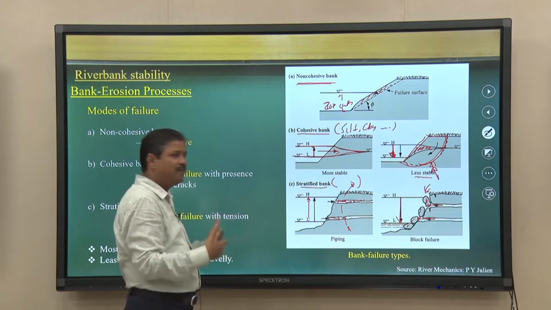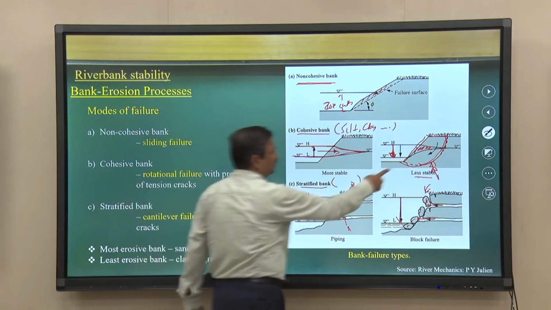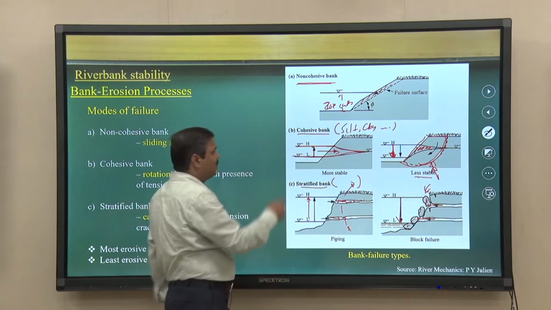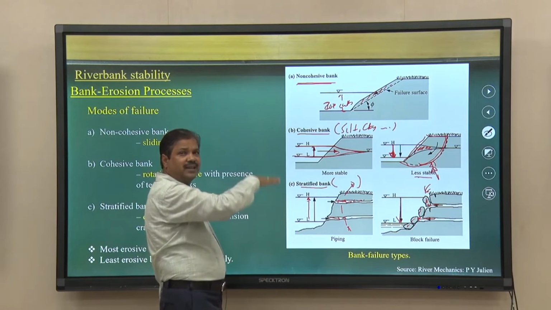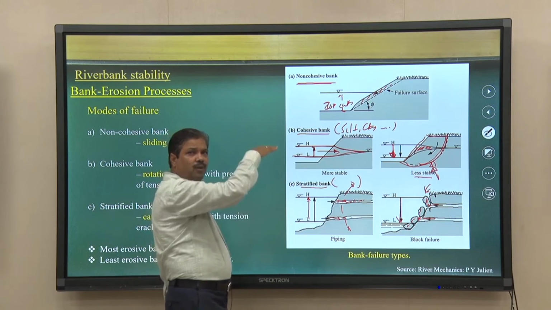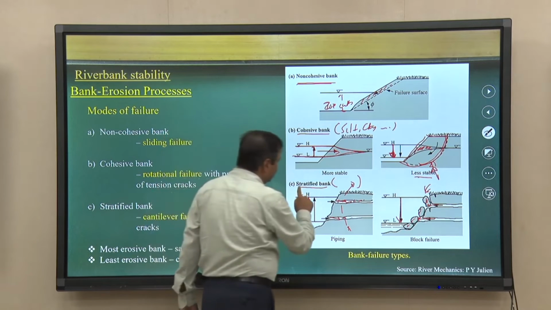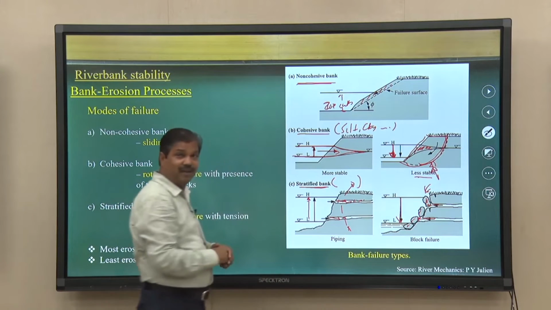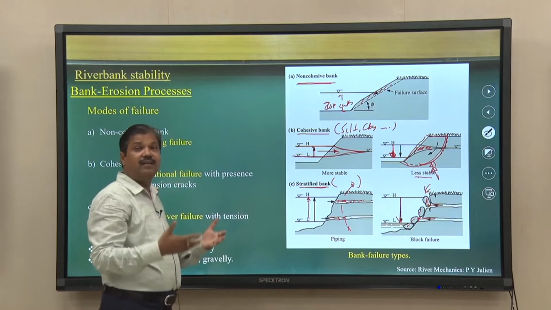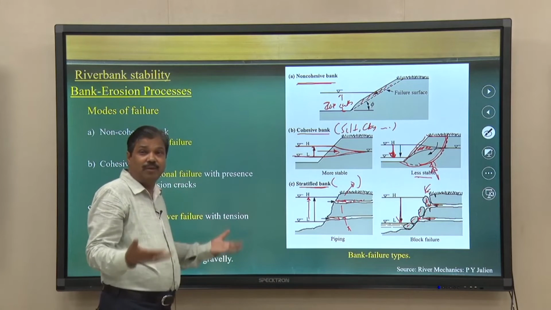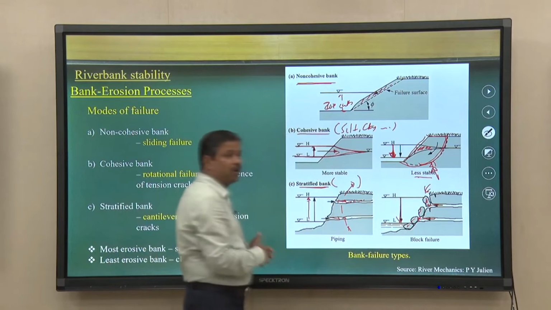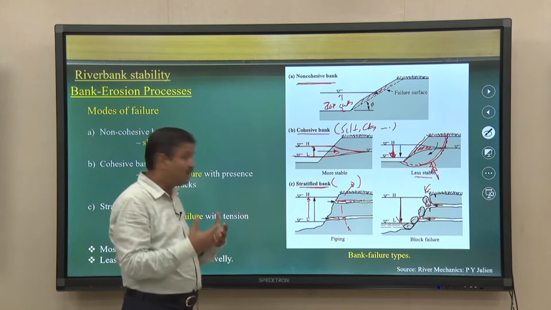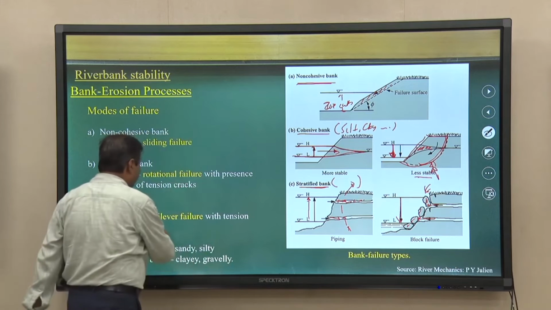That is what happens as you do an embankment design and all, you look at the same concept, how the failure mechanism happens, but we have to consider how the flow depth varies from low flow to high flow to low flow. Similarly, if you look at the stratified bank, which is more common in alluvial rivers like Ganga and Brahmaputra, that is where block failures happen. These are the processes we need to understand.